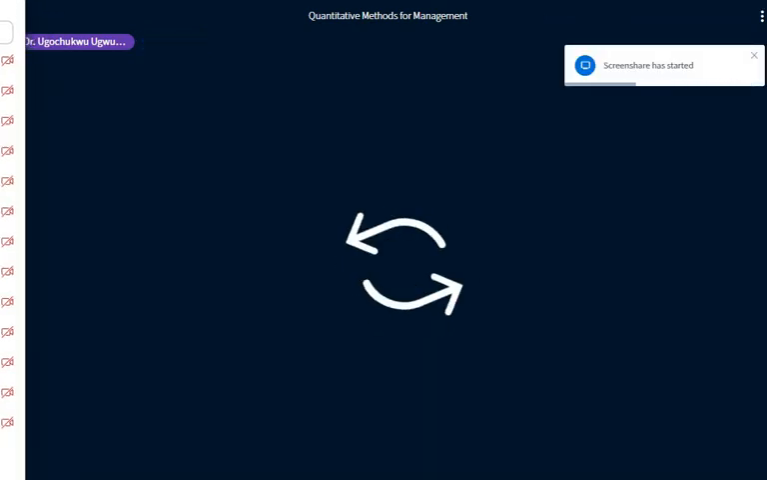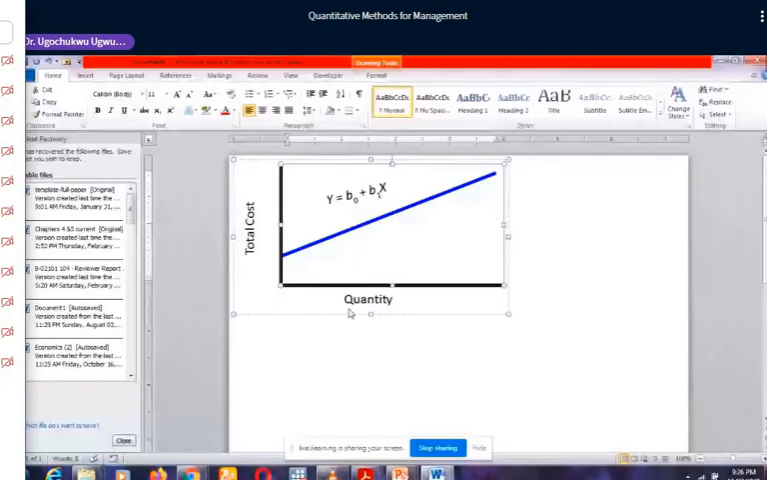Okay. Now, what we have here is total cost and quantity. What we're saying is variable cost. Let's use this equation: Y is equal to B0. Let's say this B0 is equal to A, and B1 is equal to B. Now, what we're saying is this blue line is your variable costs.